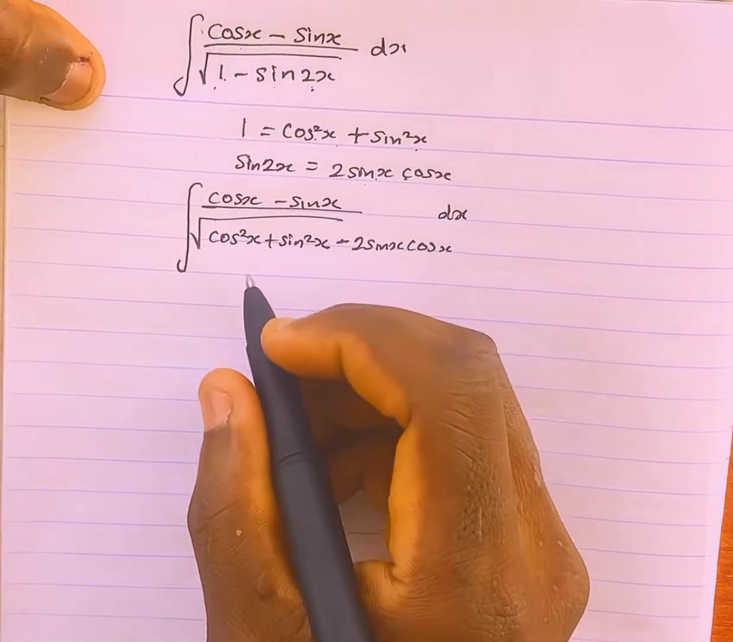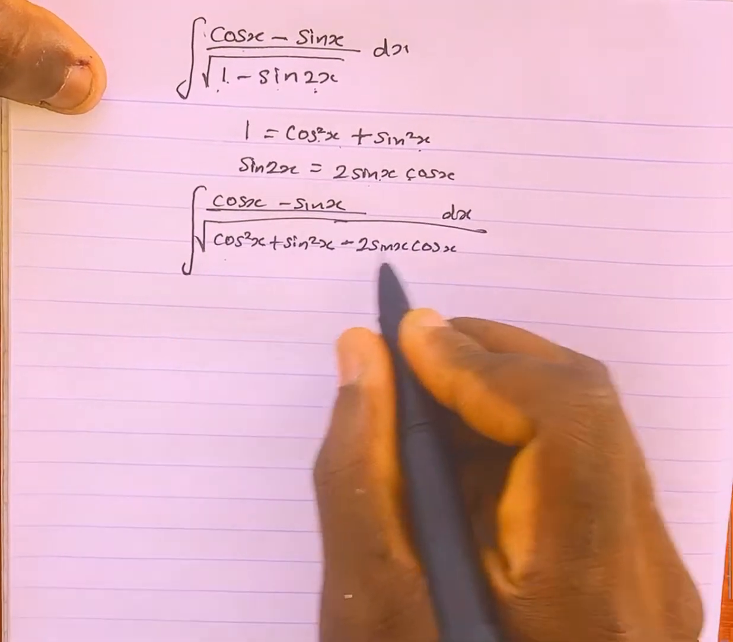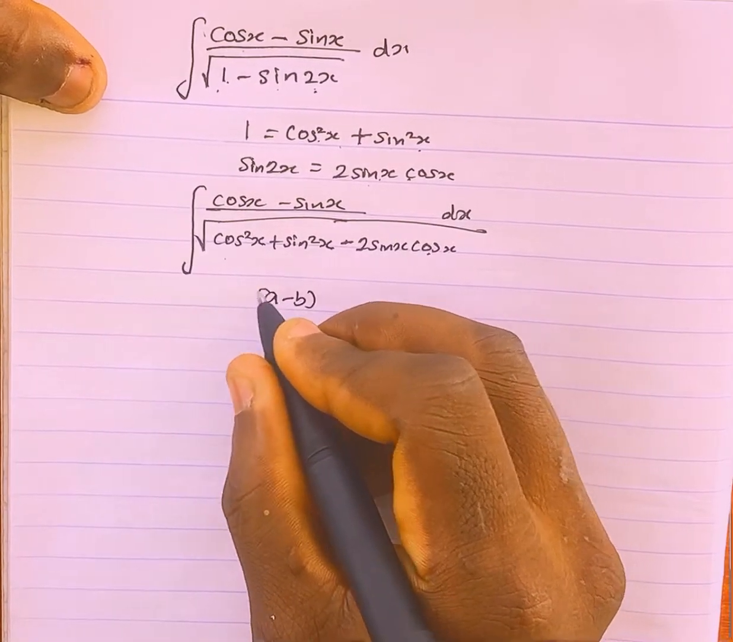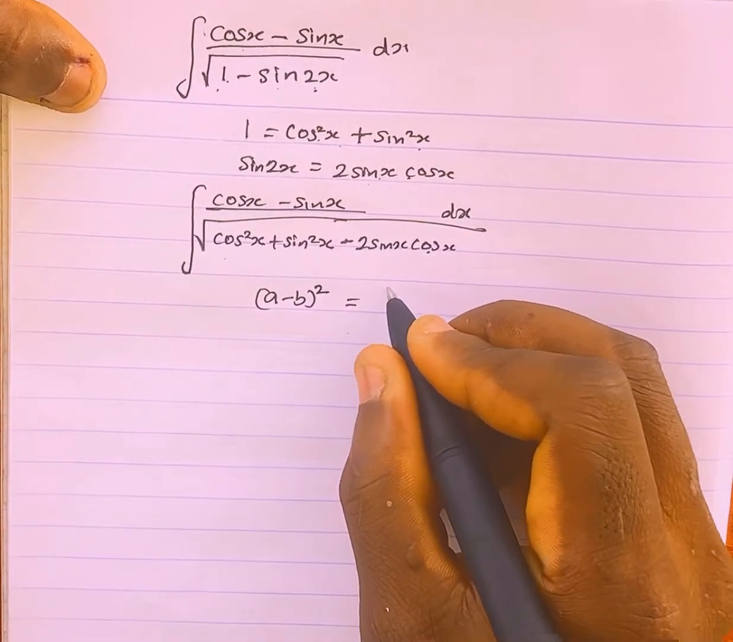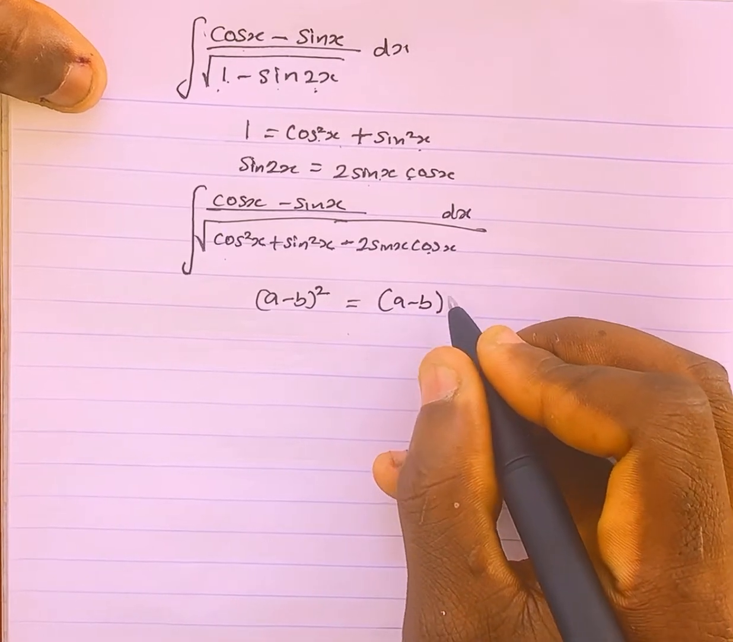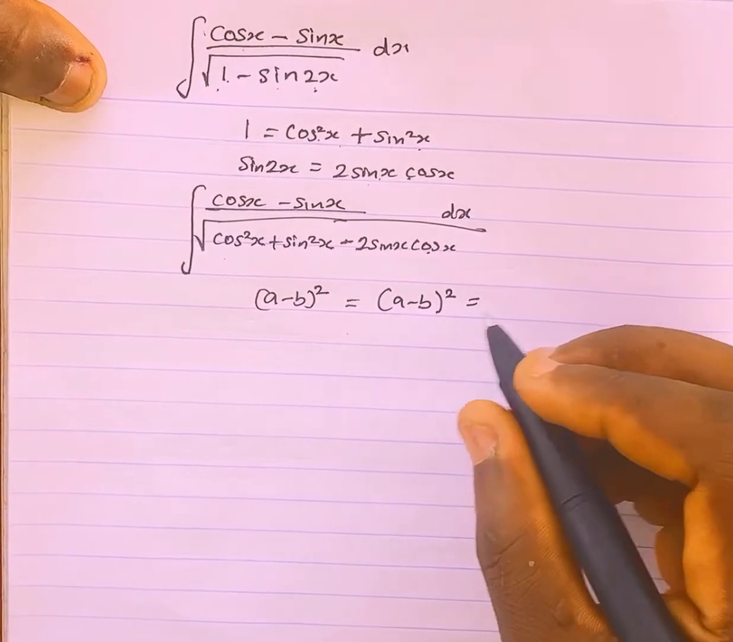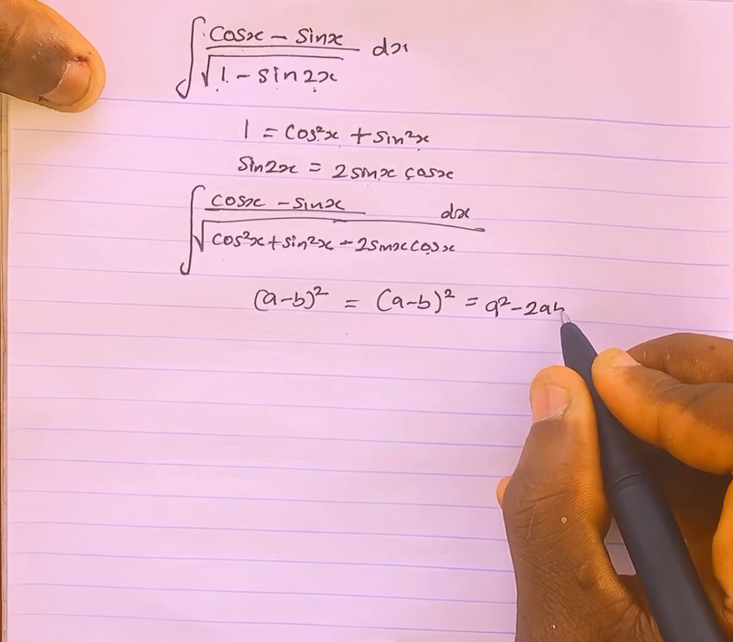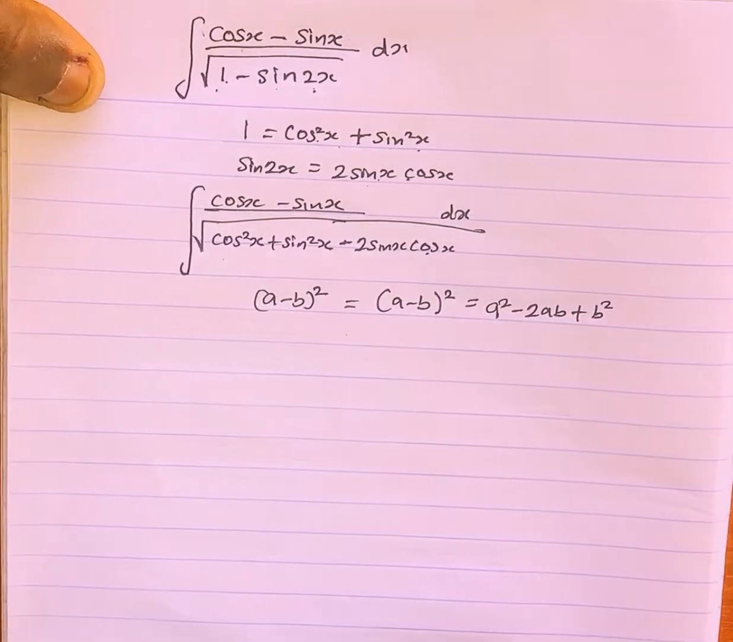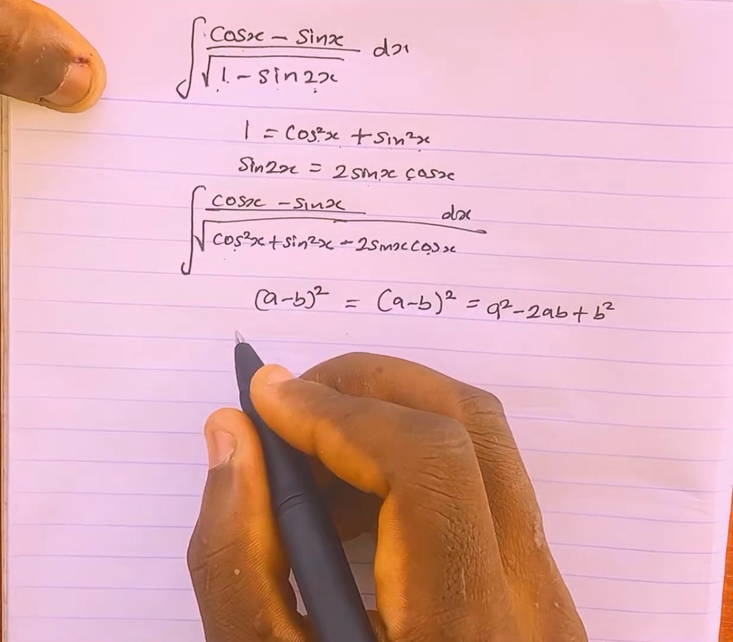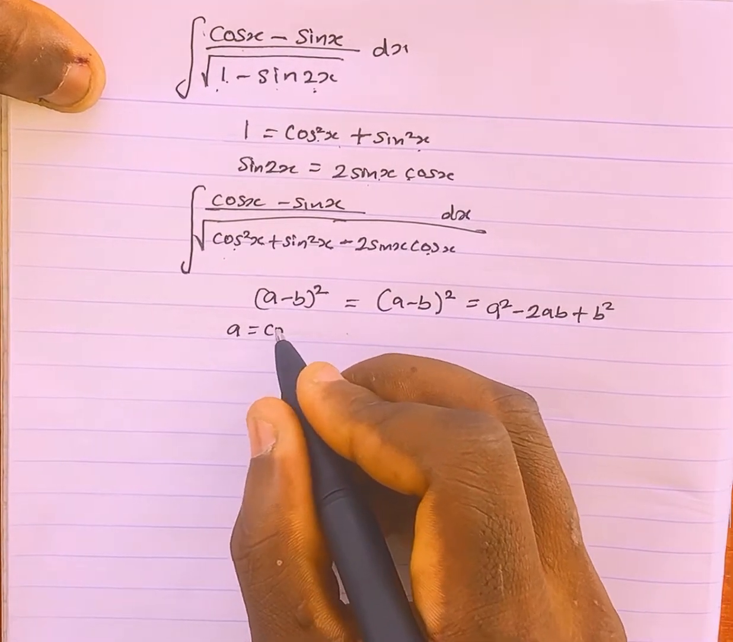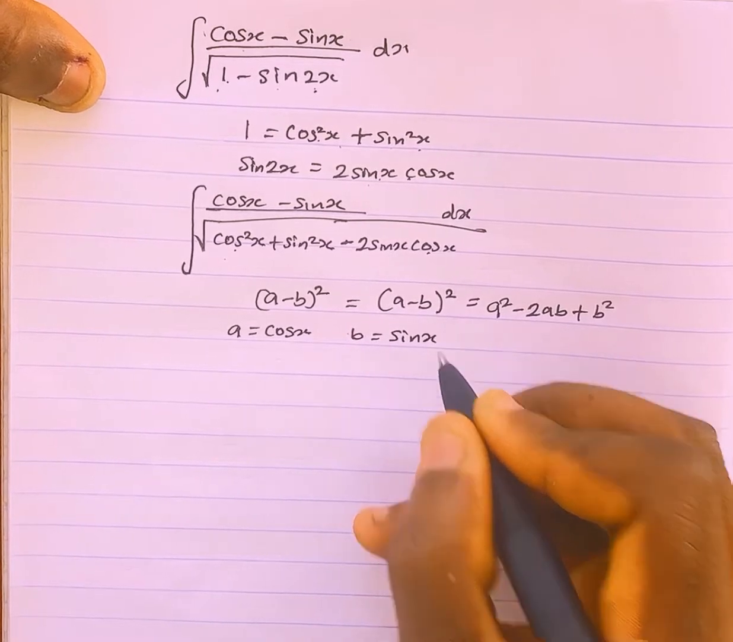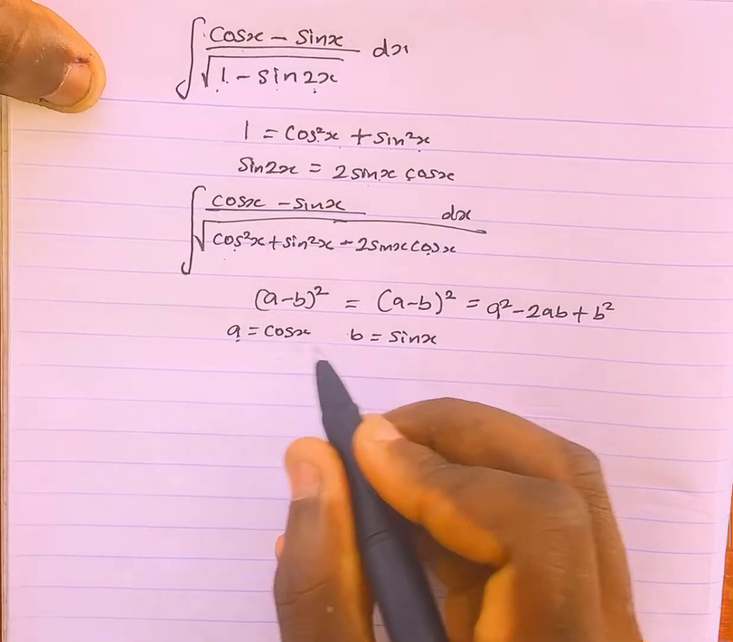So if you take a look at this particular function, it is the same thing as (a minus b) all square, which is the same thing as (a minus b) raised to the power 2, which is a square minus 2ab plus b square, right? So now here let's call our a equals cos x, and our b equals sin x, right?